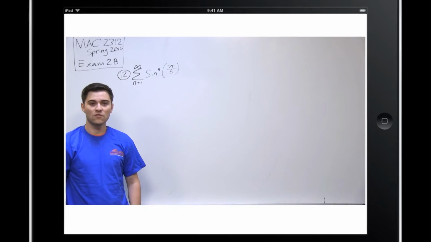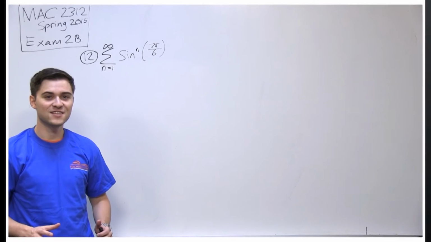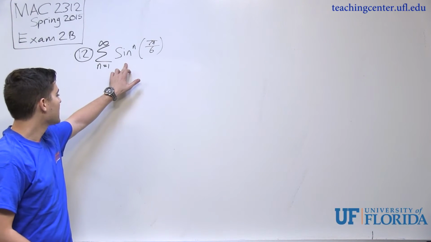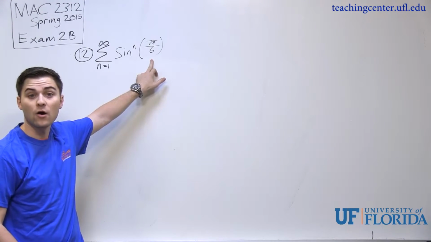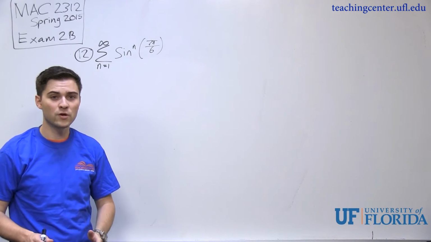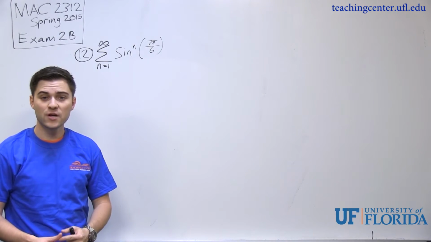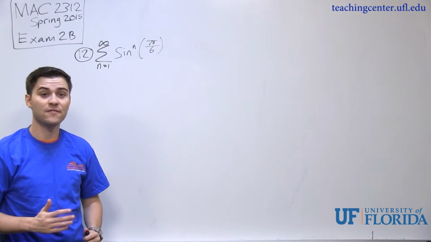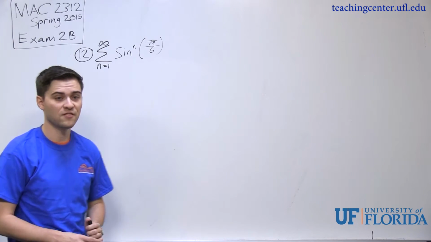So problem number 12 is asking us to find the sum of the series of sine to the n 7 pi over 6. If we want to find the sum of that series, there's only two series that we can really find the sum for, geometric and telescoping. So we need to identify if it's one of those two to be able to find the sum.